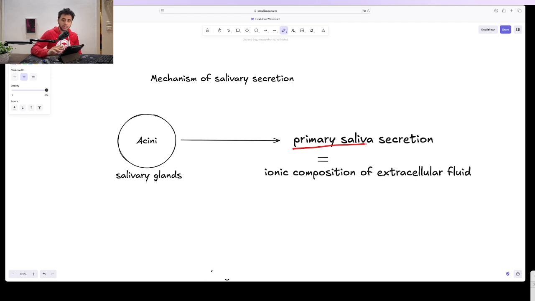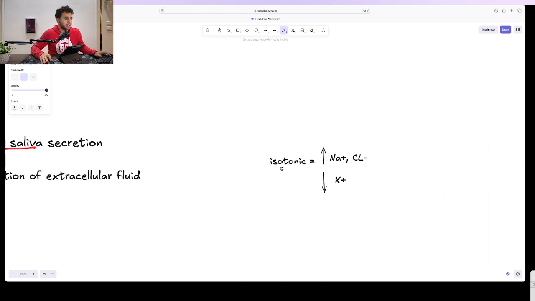And this primary saliva has the same ionic composition as the extracellular fluid. And the ionic composition of the extracellular fluid is isotonic, which means it has high sodium, high chloride, low potassium, and low bicarbonate.